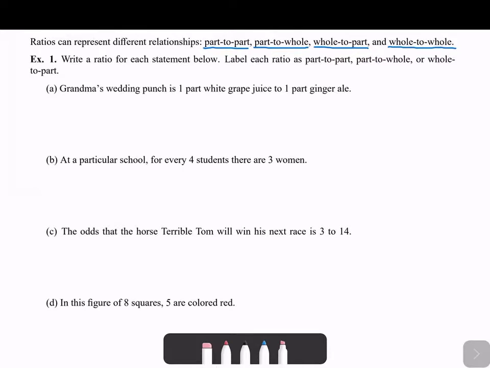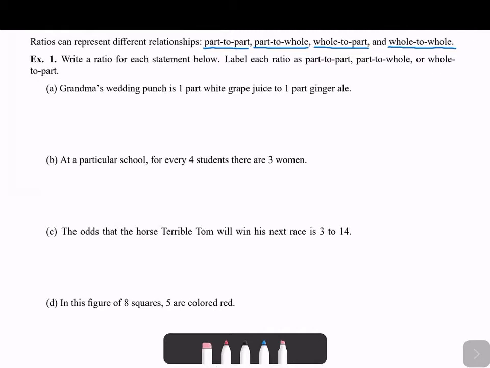So Grandma's Wedding Punch is 1 part grape juice to 1 part ginger ale. This is one way ratios come up, whenever you have recipes. This one doesn't say what measurement we're using. It doesn't say 8 ounces grape juice, 8 ounces ginger ale, or 1 liter grape juice, 1 liter ginger ale. It doesn't tell you what the measurement is.